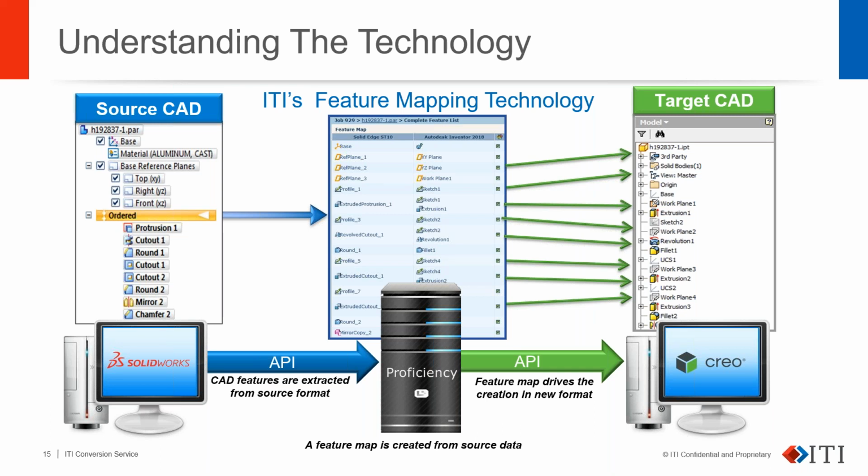So this, as I mentioned before, is done via the API, accessing the API of the systems. Proficiency has the code there to work out which feature should be in the new CAD system.